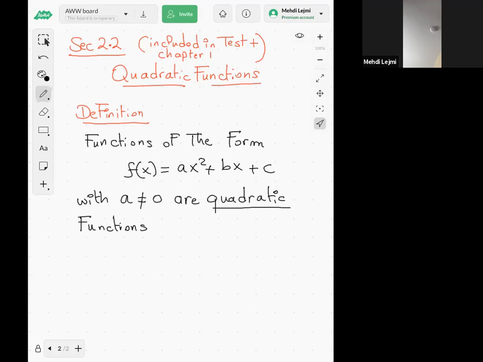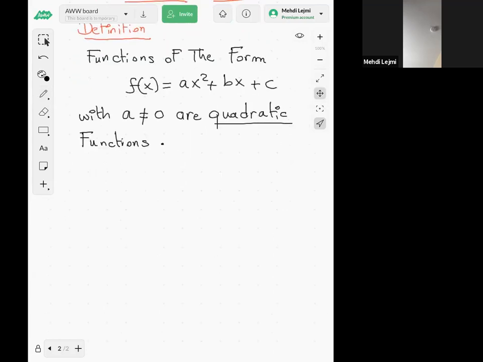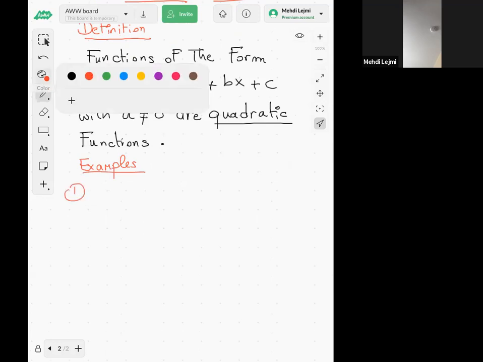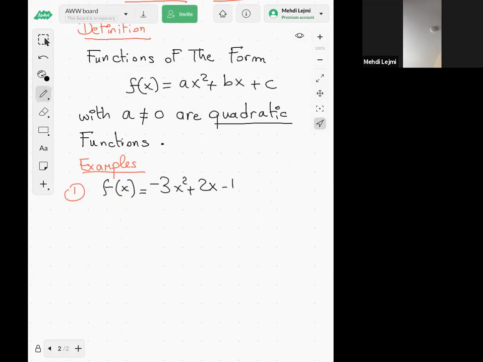All right, and actually, so for example, so that's the definition. Now examples. Again, so f of x, for example, equal to negative 3x squared plus 2x minus 1. Of course, this is of the form ax squared plus bx plus c.